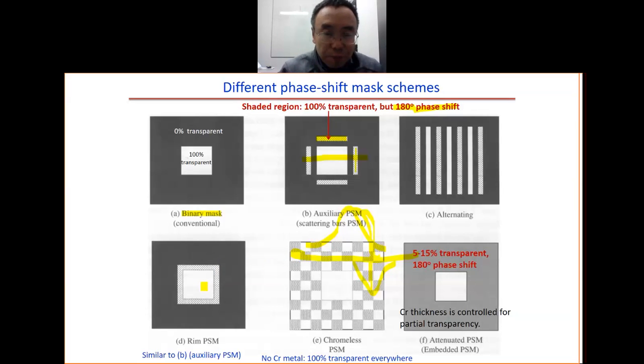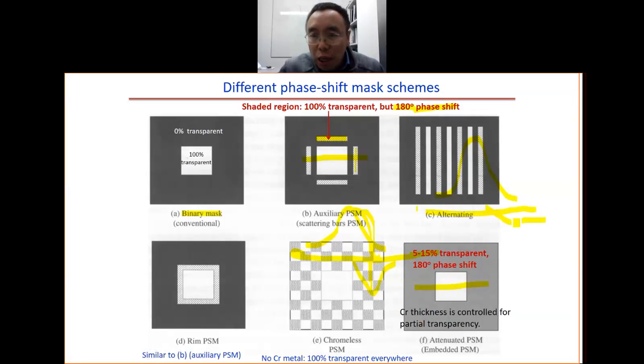So the same idea is here, and also here. So this one you can draw like this. Again, you draw this cross section. So you have the light. For the top part, you have something like this. For this part, it is a 180-degree phase shift, but we have some small transparency, 5 to 15% transparent. If I draw this part, it becomes something like this, maybe something like this.